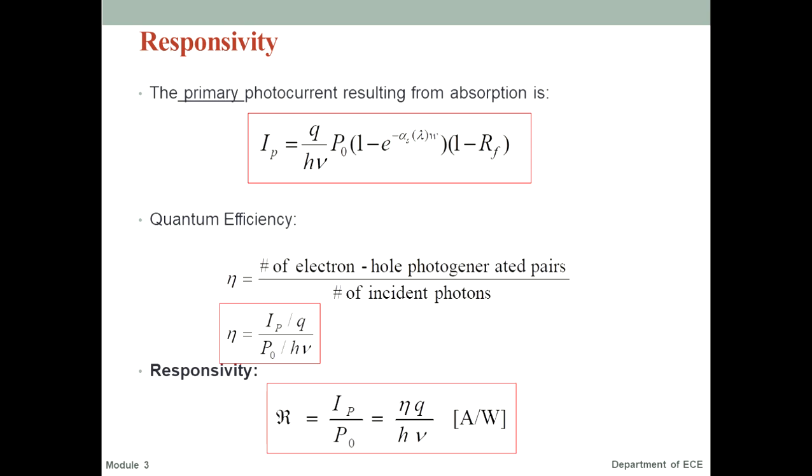So it is given by efficiency eta is equal to IP by Q divided by P naught divided by H mu, where P naught is the incident optical power, IP is the primary photocurrent, Q is the electron charge, H is the Planck's constant, and mu is the frequency.